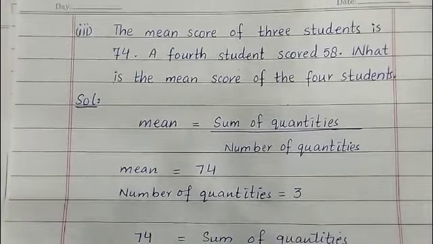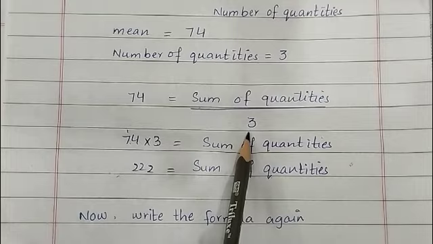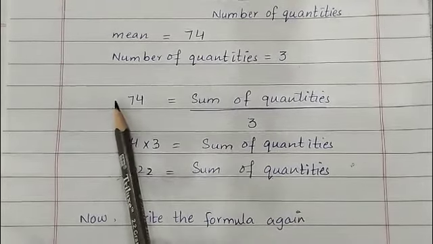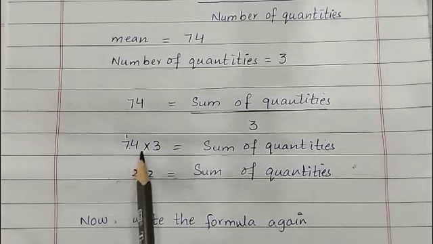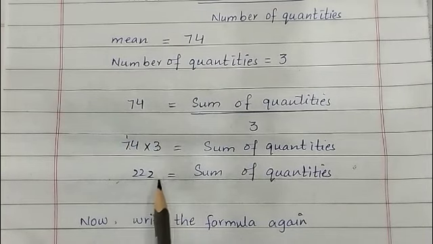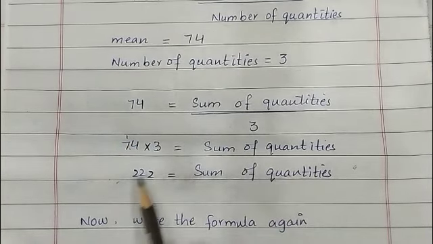So I have written 74 in place of mean and sum of quantities as it is, because we don't know what the sum of quantities is, and then we write the number of quantities here, which is 3. Now as the 3 is in division, it is going to move to the other side of the equal sign, and then it is going to be multiplied with 74. So 74 multiplied by 3 is 222, and this will be the sum of quantities. Now we have found out the sum of the scores of 3 students. So the total score of all the 3 students is 222.